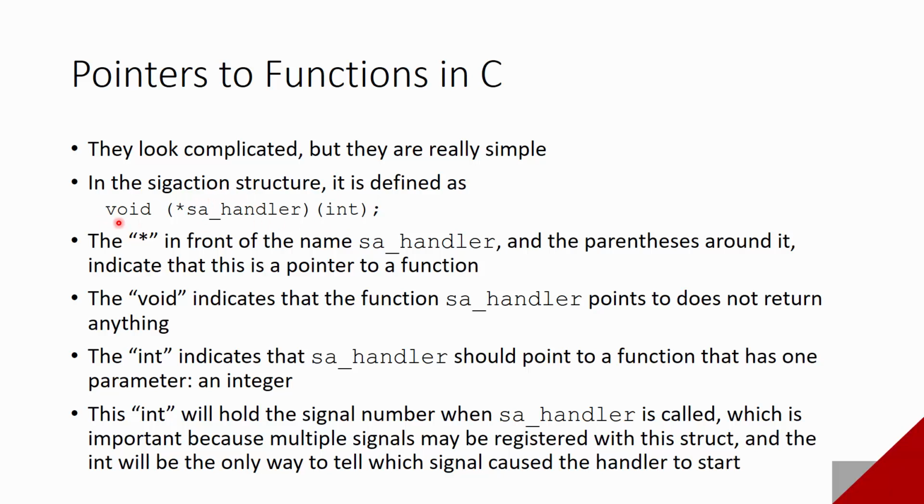The void indicates that this particular signal handling function doesn't return anything. And the int, out in the front here in parentheses, is indicating that it's pointing to a function that does have a parameter. So SA_HANDLER, whatever you put into here, needs to take a parameter, and that has to be an integer. This integer is going to hold the signal number when the signal handler was actually called. That's important because you could register multiple signals with this struct that we're filling out here. The only way to tell which signal caused this handler to start is because that will be written into this int. We'll explain that in a little bit.